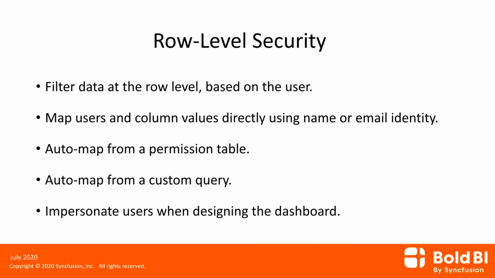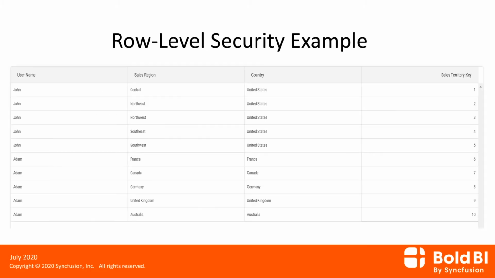Before going into the application, I'll just show you a simple example of how row level secured data would look like. So this is a simple table. As you see here, I have two users who could be sales representatives. John here is looking into sales for all the United States region, and Adam is looking into the rest of the countries. So when I create a dashboard for them, when John logs in, he has to see only the data that is meant for United States.